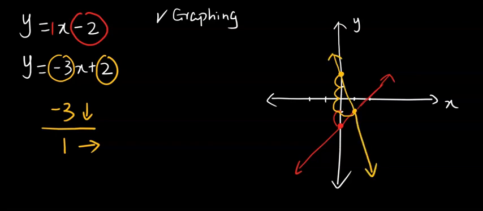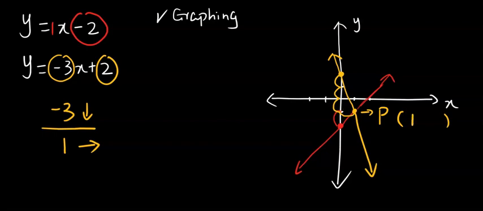Now, we graphed red and yellow. Did you see this point? I'm going to call this point P. This point P is a point on the red line, also a point on the yellow line. If you're a point on the line, that means you're a solution of that equation. So this point is a solution of y equals x minus 2, and also a solution of y equals -3x plus 2.